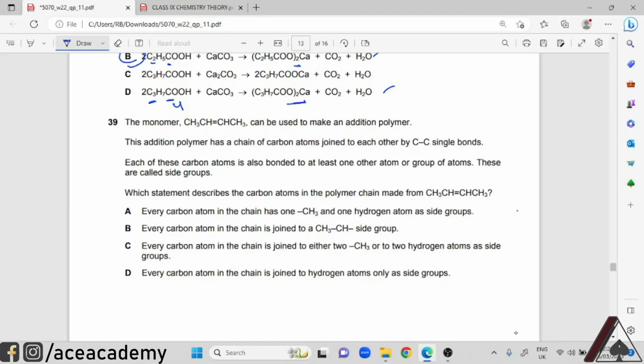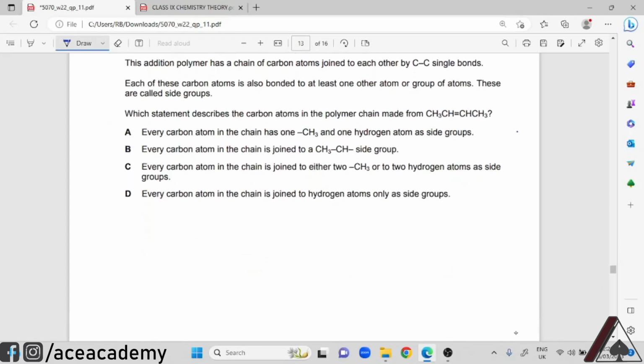The monomer CH3CH3 can be used to make an addition polymer. Yes, this is true because of this double bond in here. This addition polymer has a chain of carbon atoms joined to each other by carbon-carbon single bonds. Each of these carbon atoms is also bonded to at least one other atom or group of atoms. These are called side groups. Which statement describes the carbon atoms in the polymer chain made from CH3, CH3?